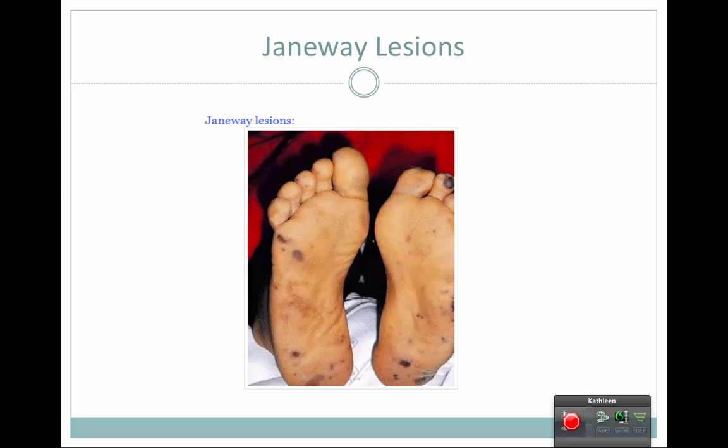Janeway lesions are non-tender, small, erythematous, or hemorrhagic macular nodule lesions on the palms or soles. They are caused by septic emboli, which deposit bacteria, forming microabscesses.